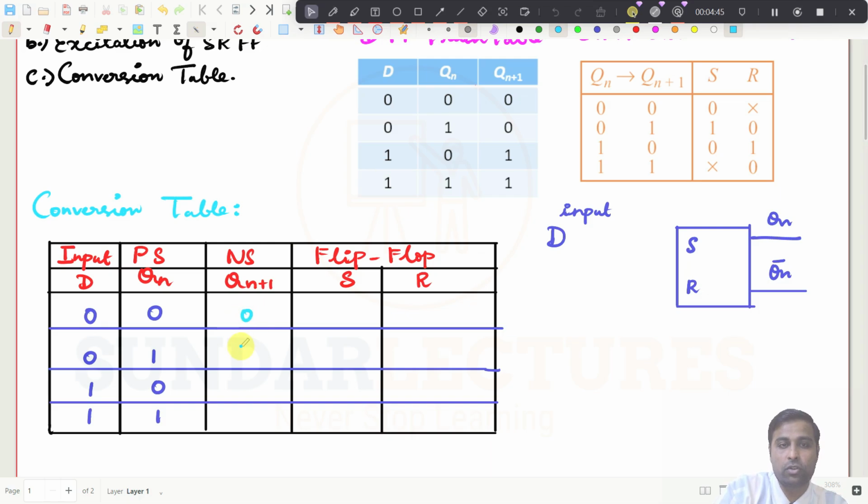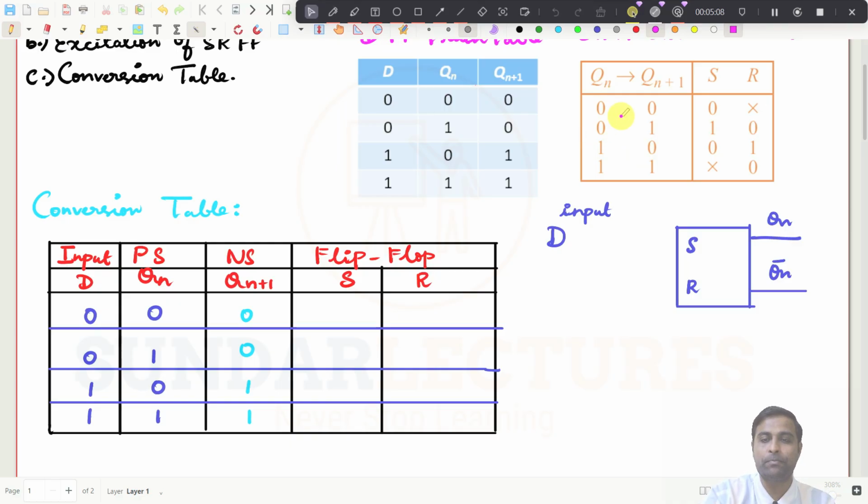This will be 0, 0, 1, 1. Right? This one we know. Anyhow, I have taken the truth table here. And now these S R values have to be derived from this Qn and Qn plus 1. For that you use this excitation table. So how will you use this excitation table?